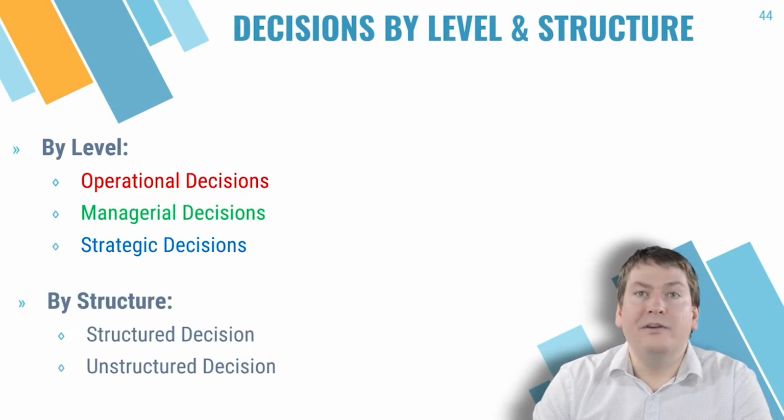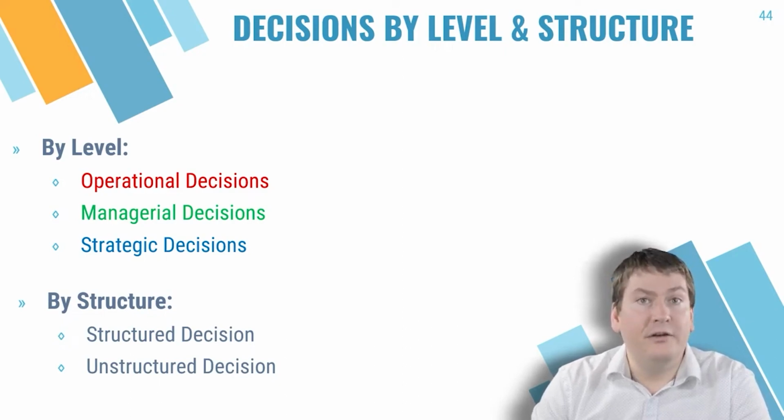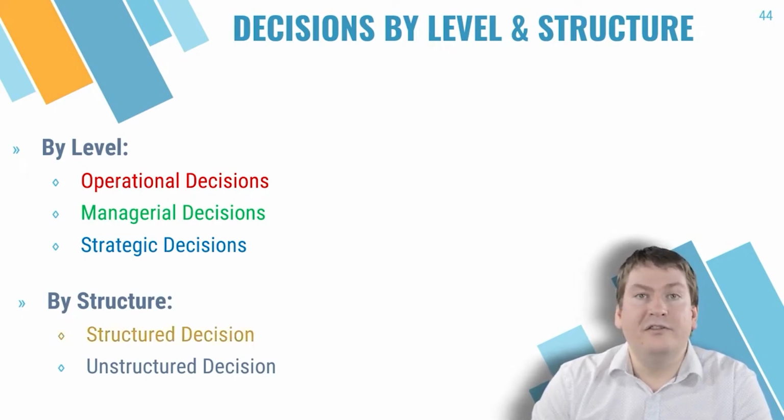Now we can also talk about decisions in terms of structure. This specifically is referring to the process we use to make the decision, as opposed to the level they occur at in an organization. These come in two varieties: structured decisions and unstructured decisions. Structured decisions have an understood and accepted method for making them. This means that there's already a predefined process or formula that you can use to make the decisions by simply plugging in some data from your business.